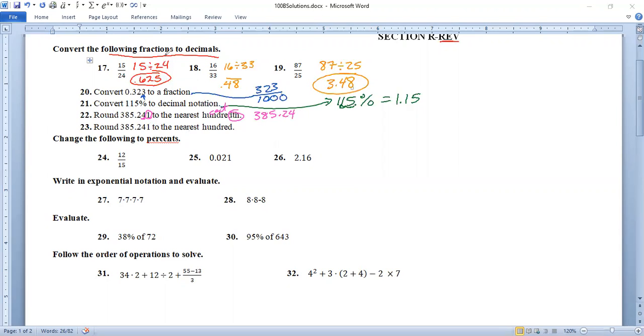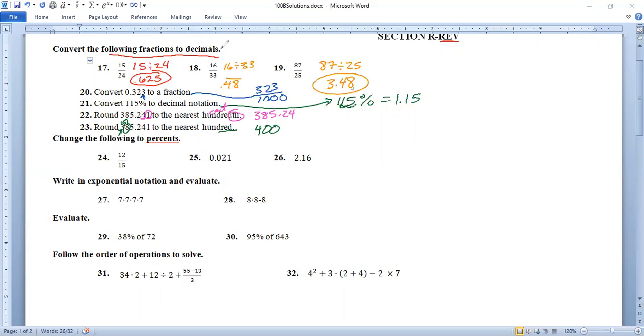Now number 23, round 385.241 to the nearest hundred, which is 400. So we look at the 8, and that is bigger than a 5, so that means we are closer to 400 rather than 300.